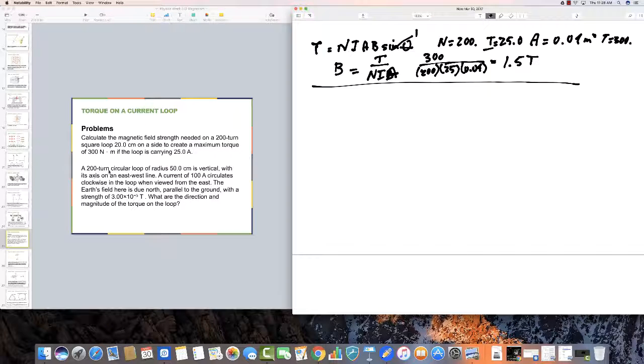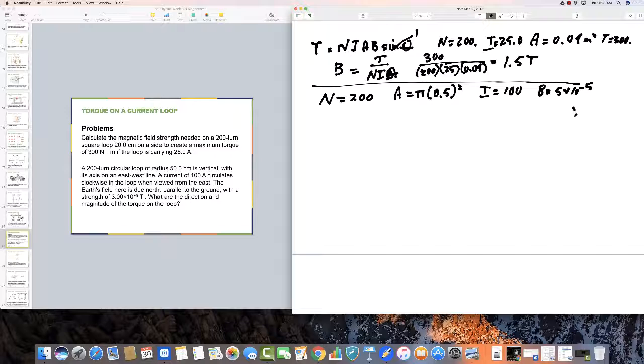The second problem says a 200 turn circular loop with a radius of 50 centimeters is vertical with its axis in the east-west line. The current is 100 amps. So let's write some of this down. We have the 200 turns. The A is going to be equal to pi times 0.5 squared. I is 100. And the Earth's field is the field, so that's going to be 5 times 10 to the minus 5.